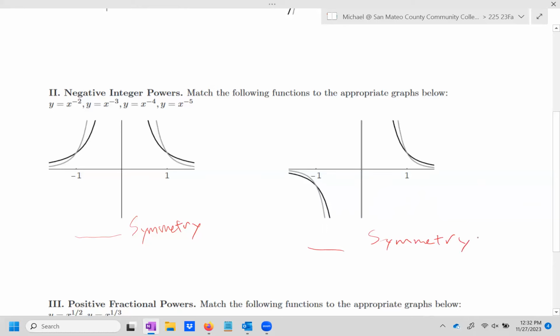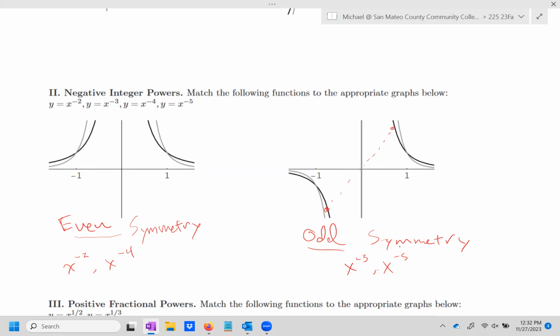So to remind you, even symmetry means that it's like a mirror image around the y-axis. Odd symmetry means if I go right through the origin, I get to another place right there. That's odd symmetry. So I just told you the answer. This is even symmetry, and this is odd symmetry, which means this must be x to the -2, x to the -4, and this must be x to the -3 and x to the -5. Okay?